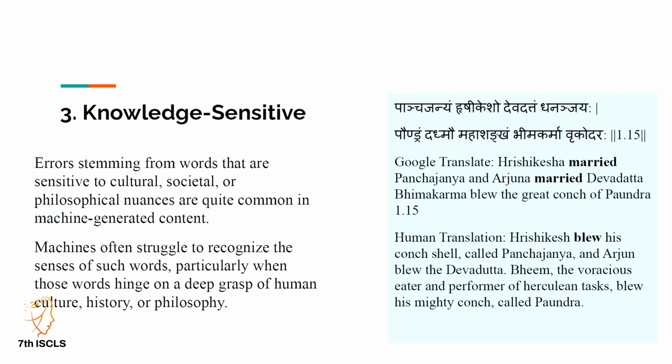So, for example, we took this verse, Panchajanyam Hrishikesho Devadattam Dhananjayah Poundram Dadmau Mahashankam Bhima Karma Vrukodaraha. Google Translate translated this as Hrishikesha married Panchajanya, Arjuna married Devadatta, Bhima Karma blew the great conch of Poundra. So Panchajanya, Devadatta, Poundra have been recognized as either entities or a place. In case of Poundra, it is a place, and in case of Panchajanya and Devadatta, it is people. And to our surprise, there is no verb that corresponds to marry in this verse at all.